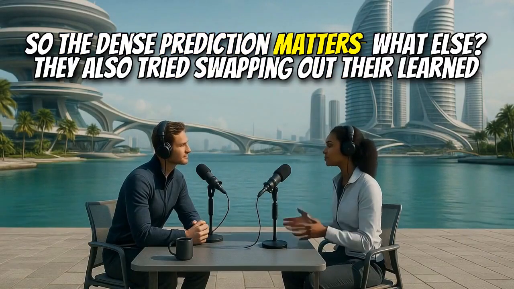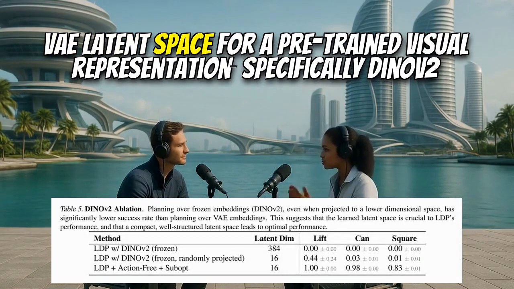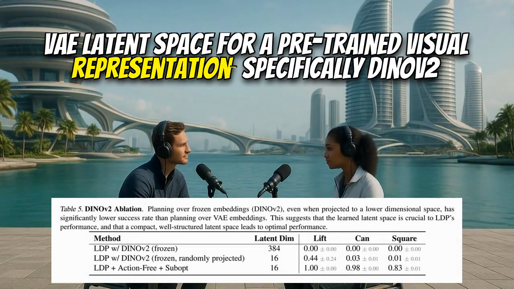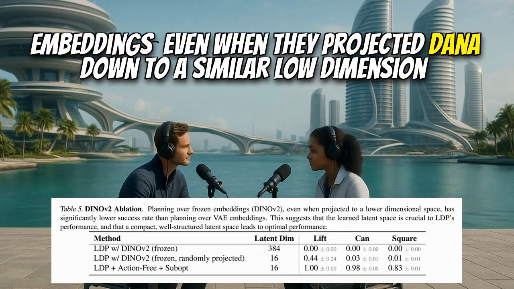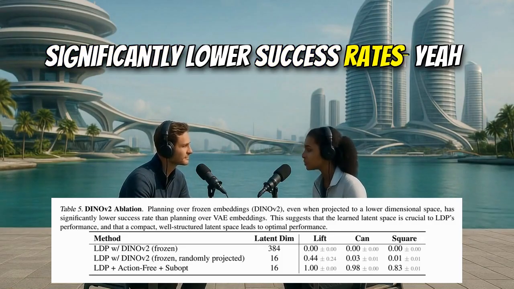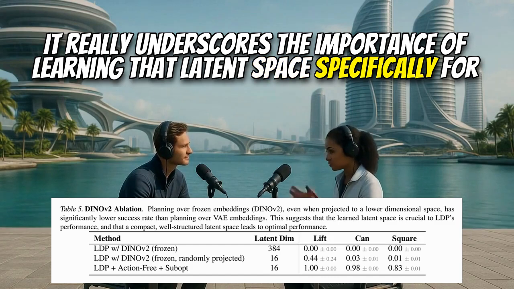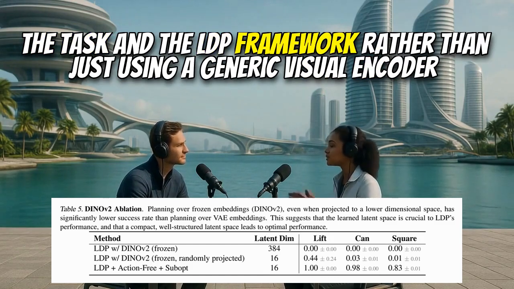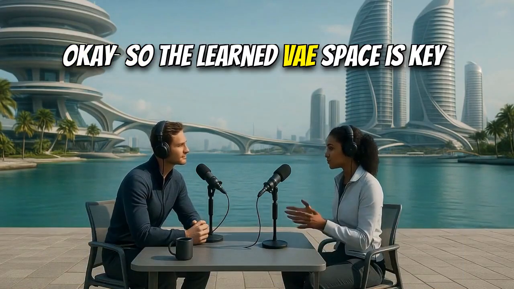So the dense prediction matters. What else? They also tried swapping out their learned VAE latent space for a pre-trained visual representation, specifically DINOv2 embeddings. Even when they projected DINO down to a similar low dimension, performance tanked. Significantly lower success rates, yeah. It really underscores the importance of learning that latent space specifically for the task and the LDP framework, rather than just using a generic visual encoder. Okay, so the learned VAE space is key.